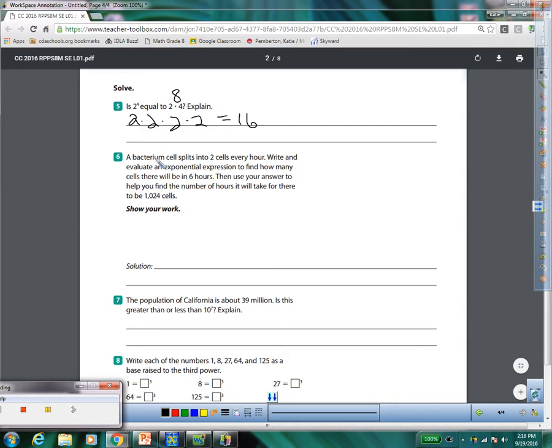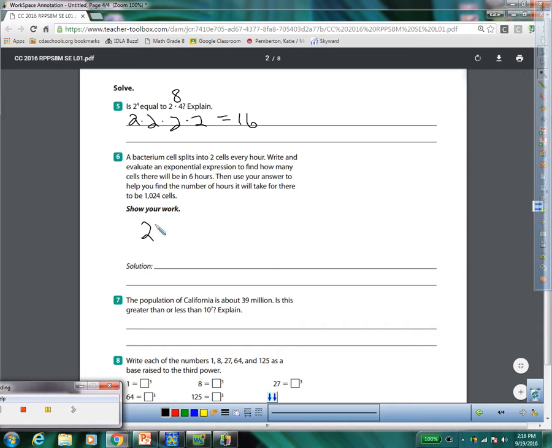Okay, on the next one, bacterium cell splits into 2 cells every hour. Write and evaluate an exponential expression to find out how many cells there will be in 6 hours. Then use the answer to find the number of hours it will take for there to be 1,024 cells. Start with the first part.